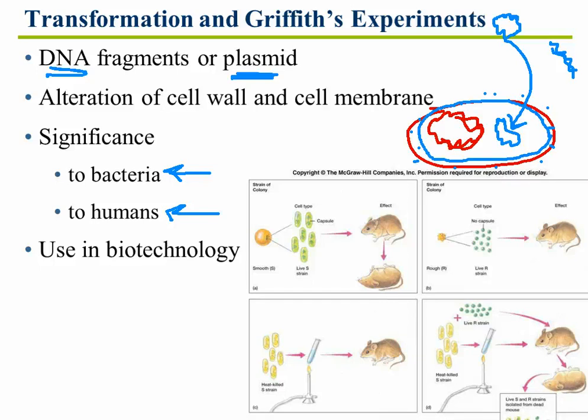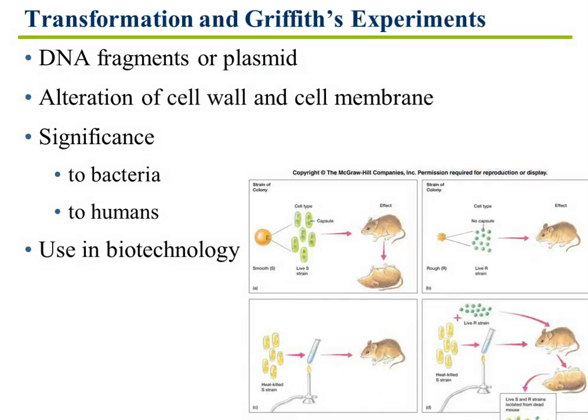So what does this do for the cell? It increases its chances of survival. Anytime there's a change in DNA, new DNA added, you get genetic variation and potential survivability advantages. So remember, although we're headed towards manipulation in a lab for DNA technology, this happens in nature also.